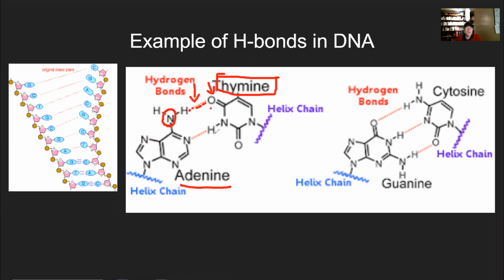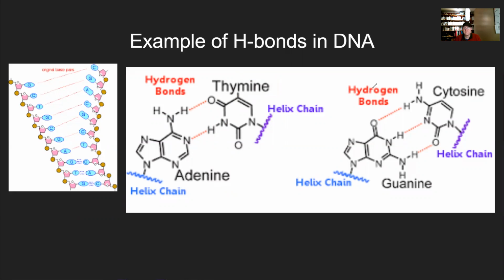Same thing is occurring with the other one, but this time you'll notice that the nitrogen is on the adenine, and the hydrogen it's attached to is on the thymine, but still the hydrogen is attached to a nitrogen on the other side. So you'll notice that there are exactly two connections at a particular distance and angle that can occur between the adenine and thymine. And you'll notice there are three when it comes to guanine and cytosine.